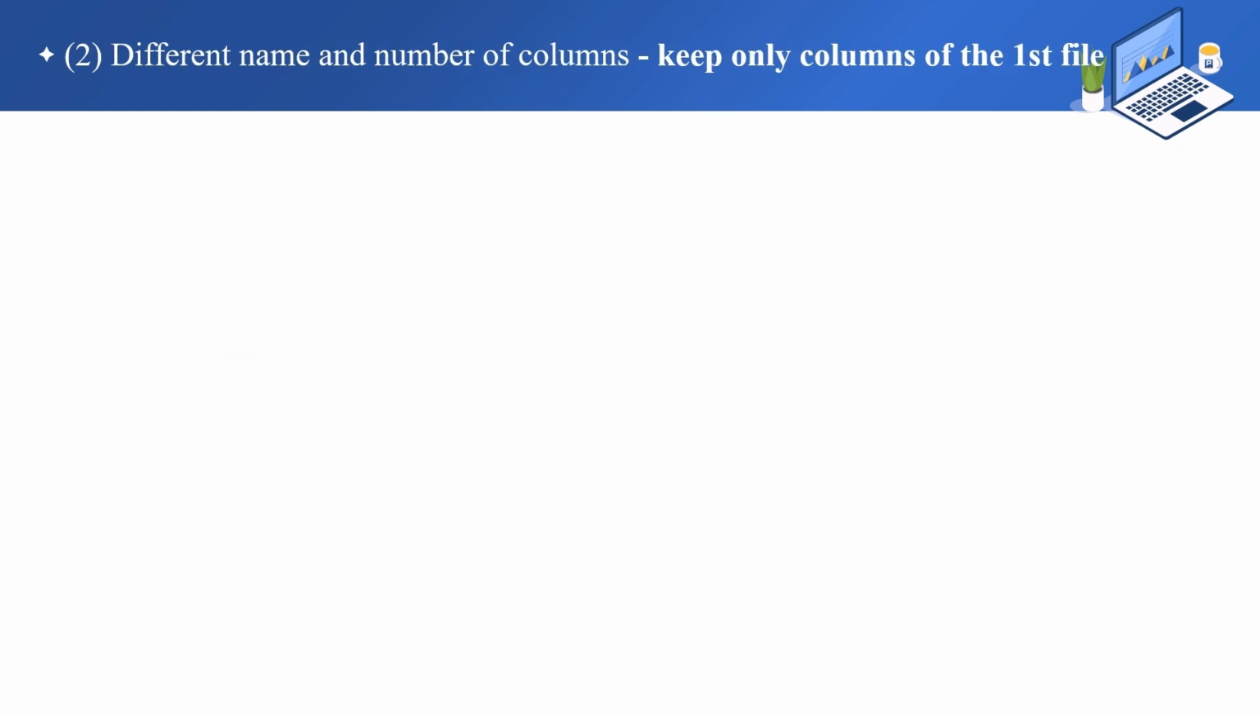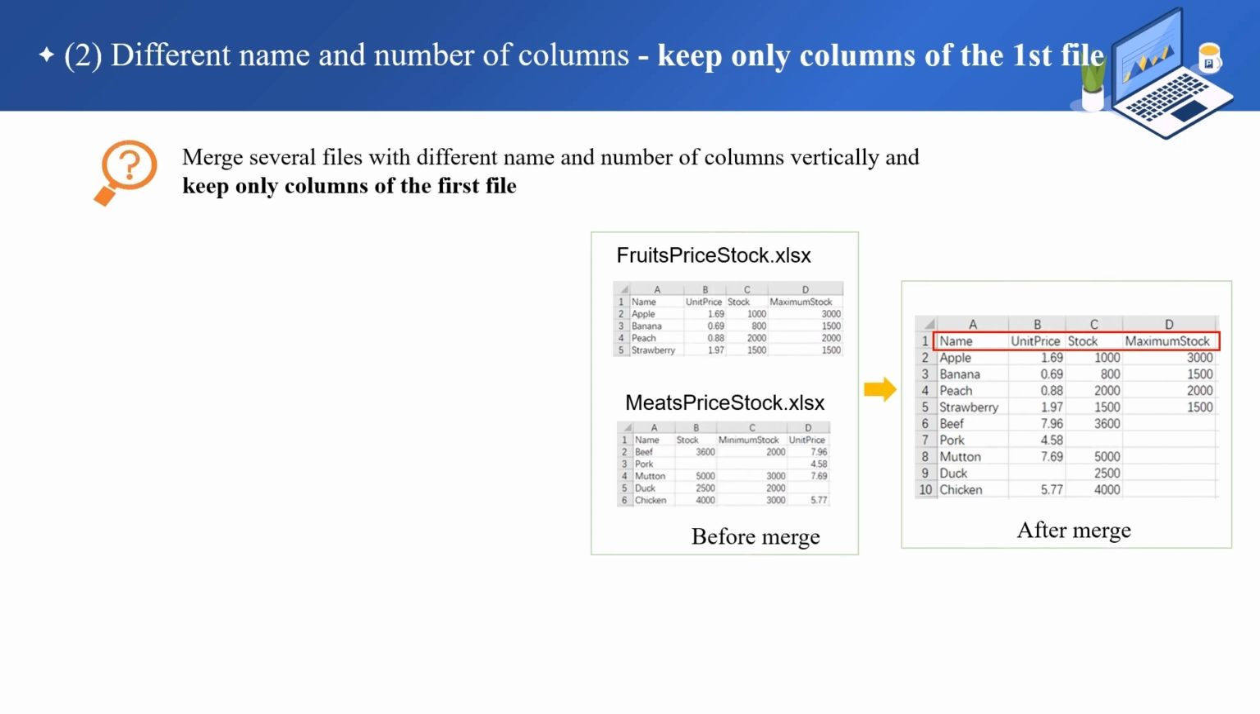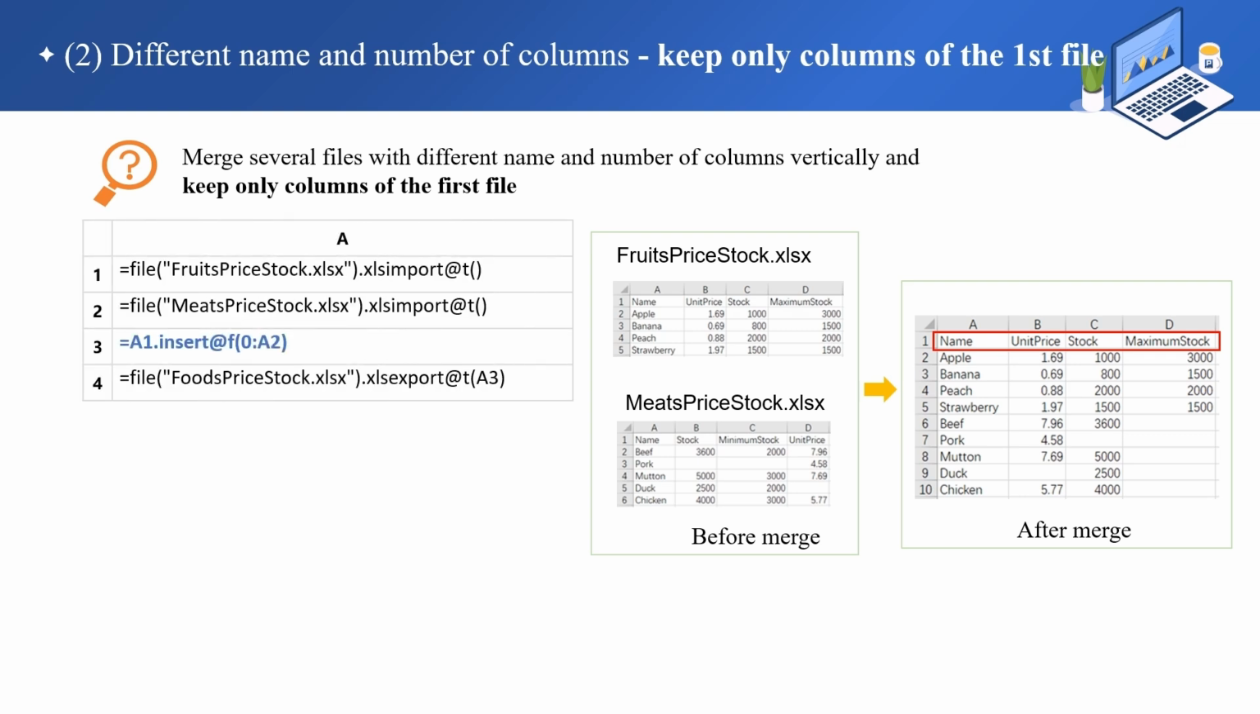Different name and number of columns, keep only columns of the first file. We continue to use these two files. It is required to take the first file as a reference and only keep the columns of the first file, that is, the column names of the merged file are the same as those of the first file.